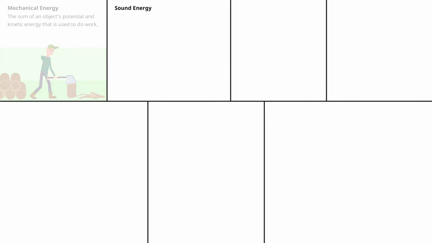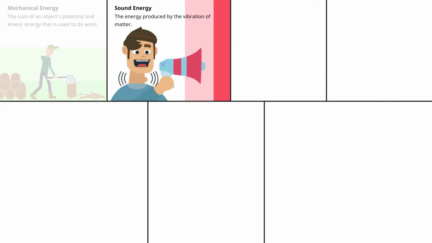Then there is sound energy. Sound energy is the energy produced by the vibration of matter. If you were to speak into a loudspeaker, your vocal cords are vibrating in order to make sound, the sound of your voice. And the loudspeaker itself is vibrating internally in order to amplify your sound.